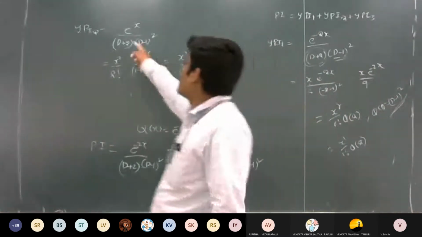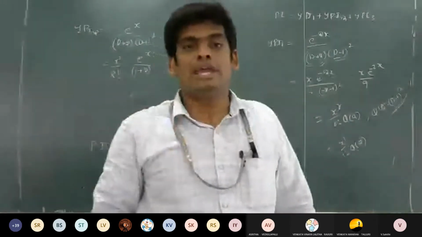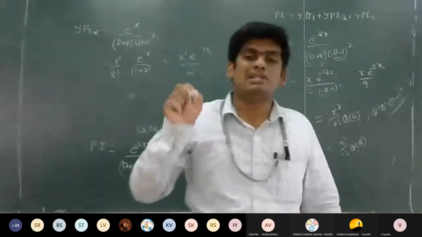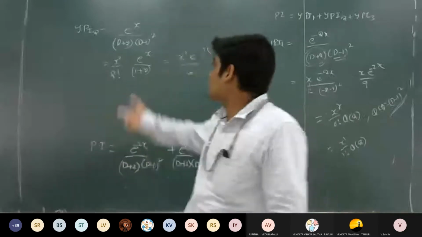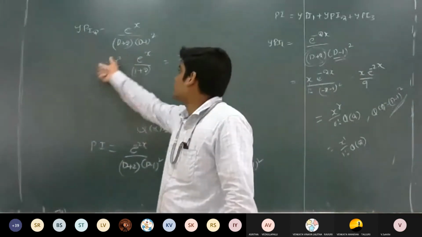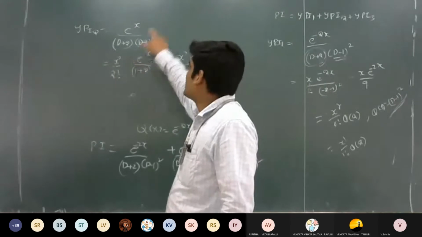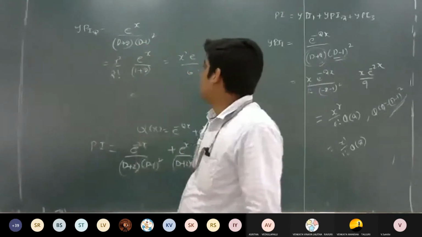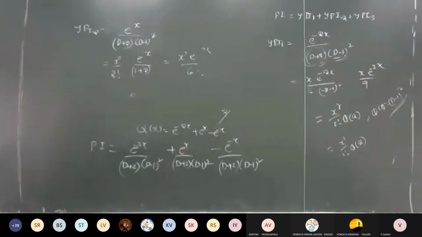So here we have two factors. One factor is 0 at D equal to a and the other factor is non-zero. In that situation, how to solve? First we have to apply to the one factor, that is x square by 2 factorial. So this is for (D minus 1) whole square into e power x by 2 plus 1. That is the way.